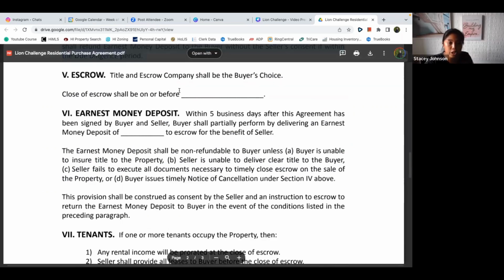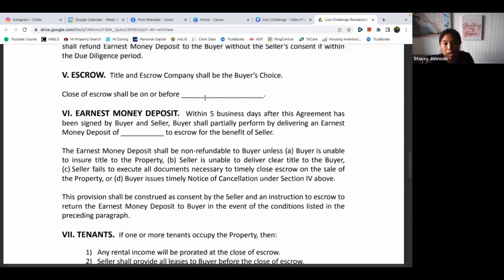So moving on to section number 5 is the escrow. Title and escrow company shall be the buyer's choice. Typically, I will tell them who I typically use, and I'll put that in there. But like I said, Mr. Seller, we can close in as quick as 30 days. So the close of escrow shall be on or before April 16th.